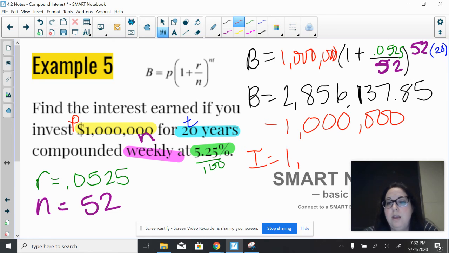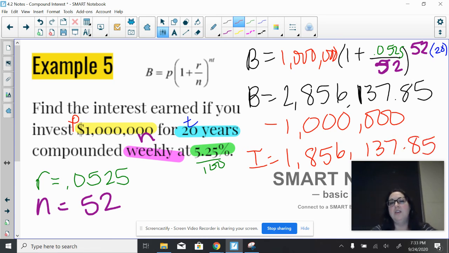Okay, so I'm going to call this I for interest. It was $1,856,137.85. Okay, so if it asks for interest earned, still plug in and find the balance and then subtract off the principal.